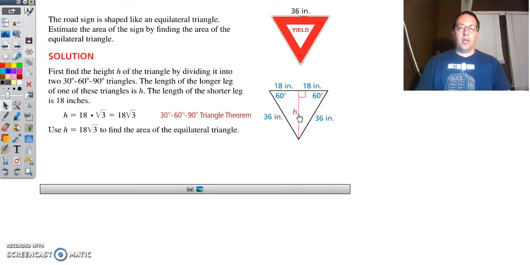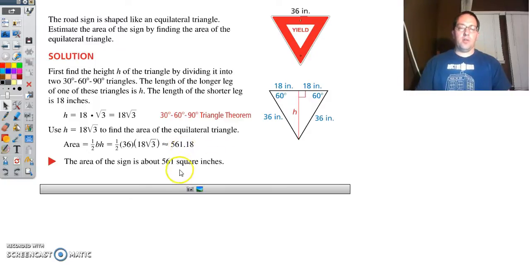And then we can take that and plug that into our area formula, 1/2 base times height. So we have 1/2 times the base, which is this entire 36 inches, not just the 18, because we're looking all the way across the equilateral triangle. So 36 times 18 square roots of 3, which is approximately 561.18. So our area is about 561 square inches. That's because the square root of 3 is irrational, so we're going to have to round that.